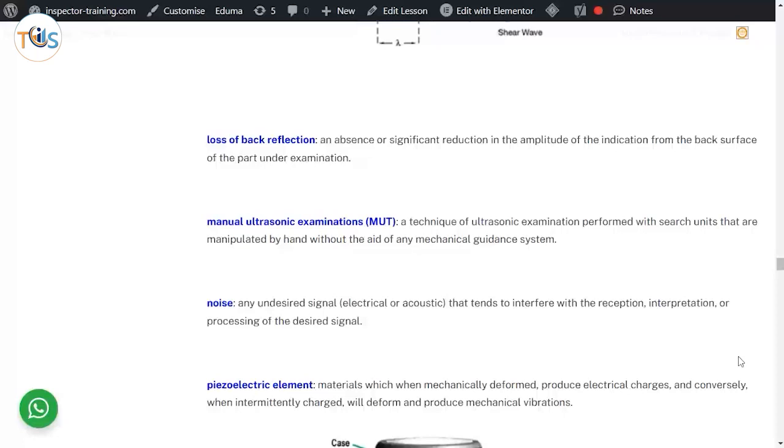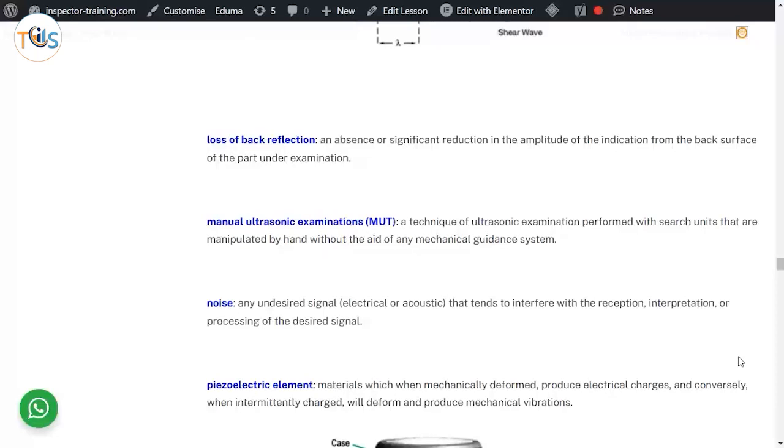Manual ultrasonic examination: technique of ultrasonic examination performed with search units that are manipulated by hand without the aid of any mechanical guidance system. Practically, you're doing it manually with your hand, moving the probe, scanning.